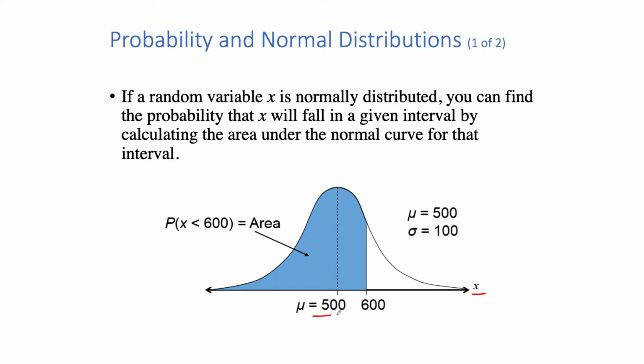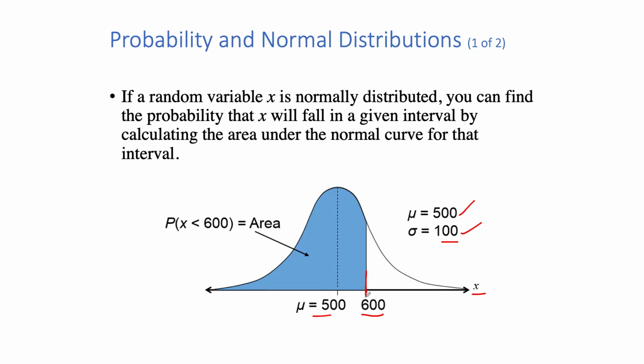So the mean is 500. The standard deviation is 100. Again, it's bivariate, so we need both things. We need the mean, which tells us the center of the distribution, and the standard deviation, which tells us how the distribution is spread. Okay, so this is the distribution where the mean is located at 500 and the standard deviation is 100. So the question is, what is the probability that x will take a value which is less than 600? The value of 600 is here.